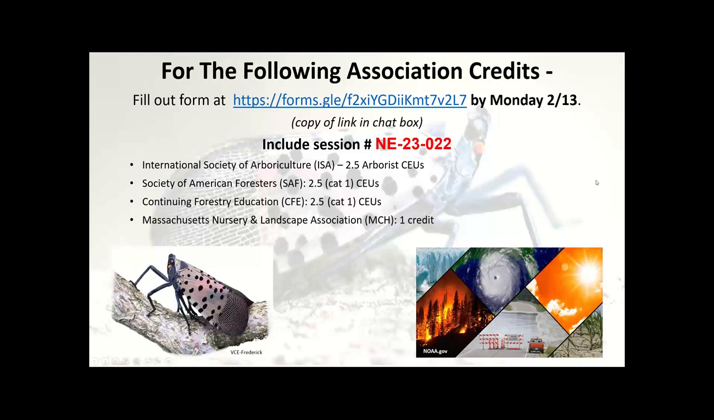For these associations, for ISA folks, SAF, CFE, and MCH, the process is a little bit different. You're going to go to this Google Form link that is shown on the screen. It is also in the chat, so you can copy and paste. I suggest that you copy and paste everything that's come through to you in the chat. Make sure that you fill out this Google form, again, for ISA, SAF, CFE, and MCH folks, by this coming Monday the 13th.